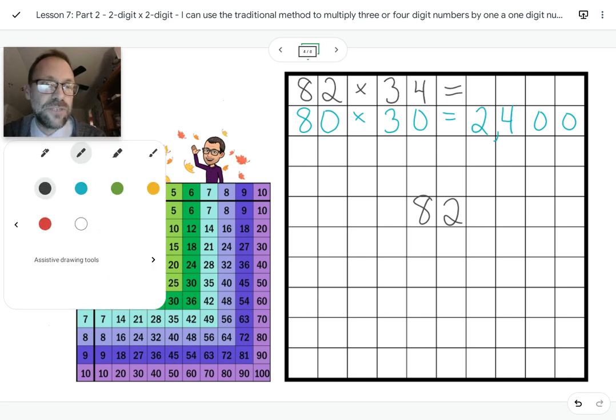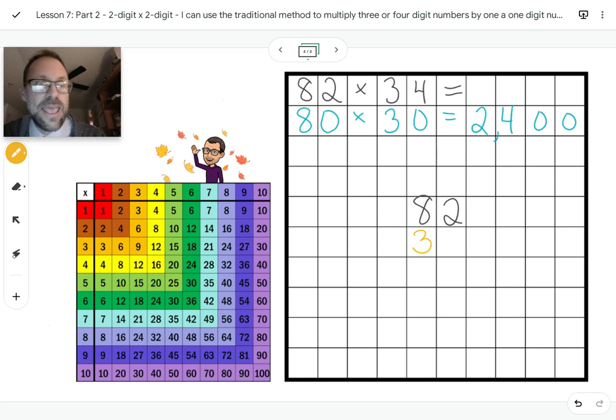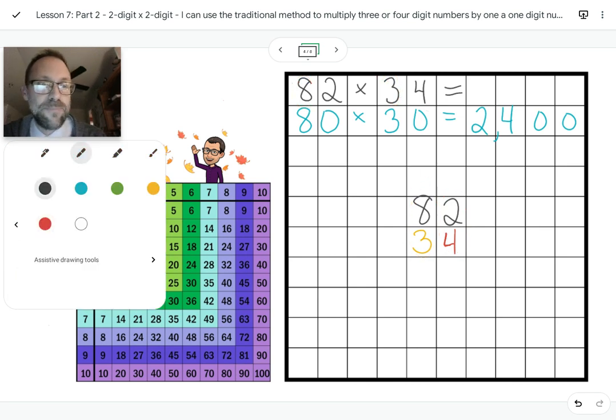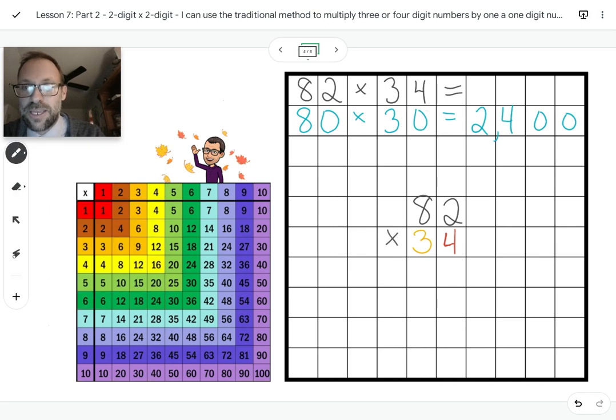Now I'm going to color code this for teaching's sake. I'm going to make the 3 in yellow here. And I'm going to make the 4 in red. But notice that I have lined up my place values. So the 2 and the 4 are both in the ones place, and they line up. And the 8 and the 3 are both in the tens place, and they line up. So we'll finish setting this problem up by adding our multiplication symbol and our equal sign, and we're ready to begin.